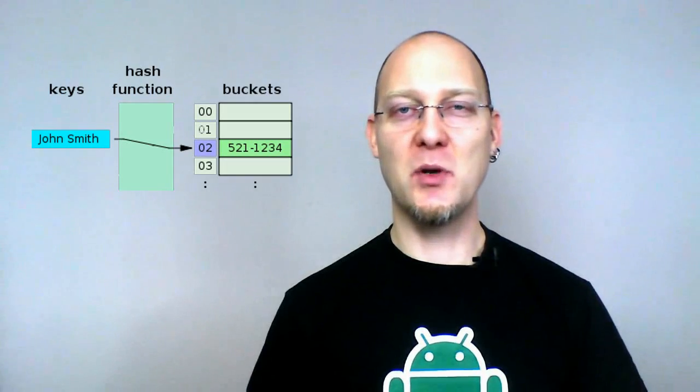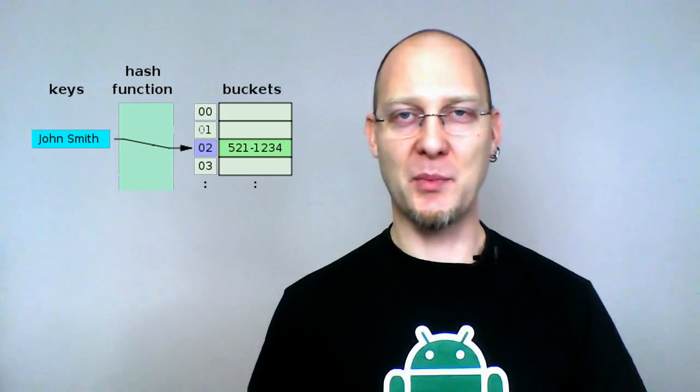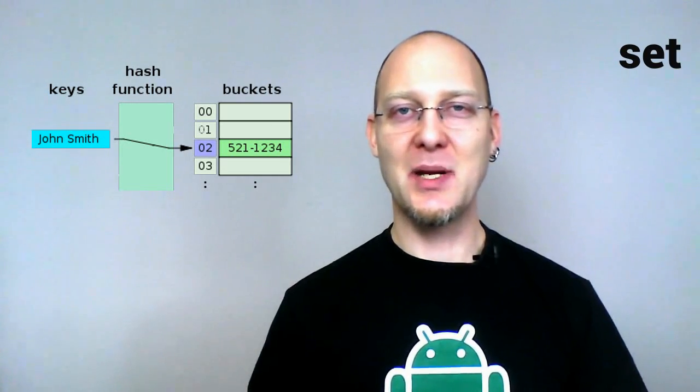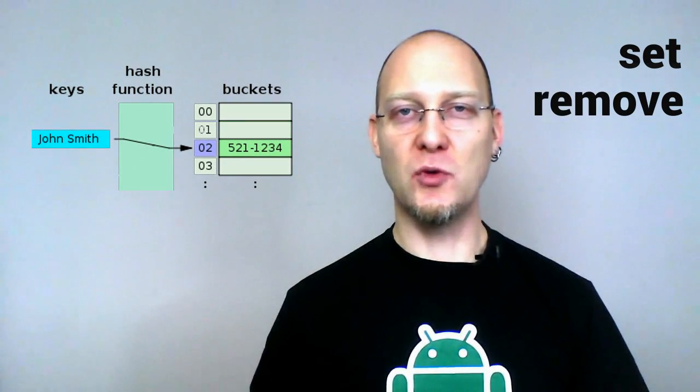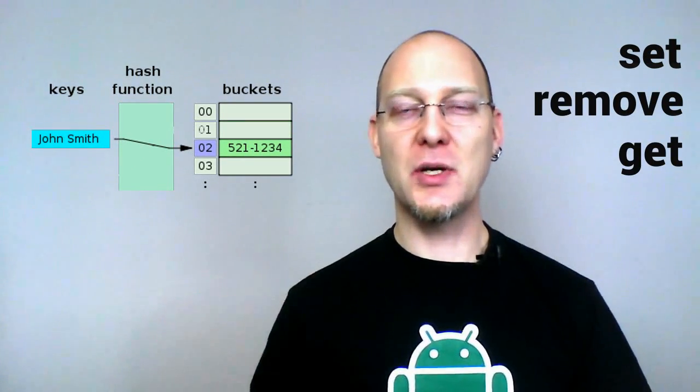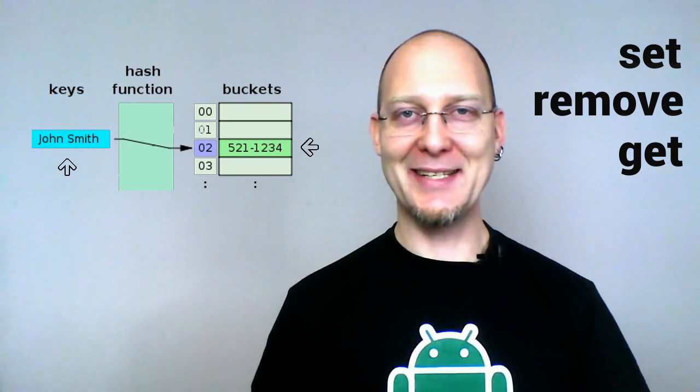To any hash table, the following operations are applicable. Set, a data item is added to the table. Remove, a data item is removed from the table. Get, returns a value by its key.